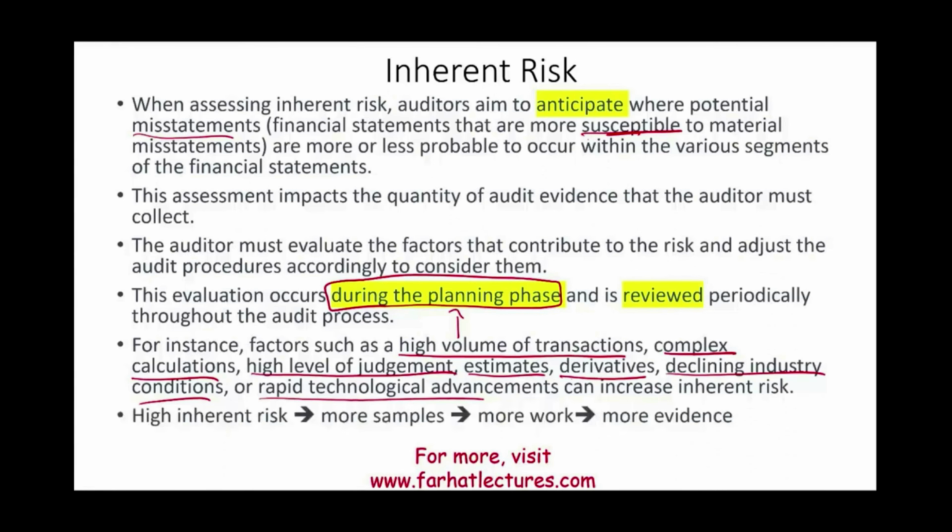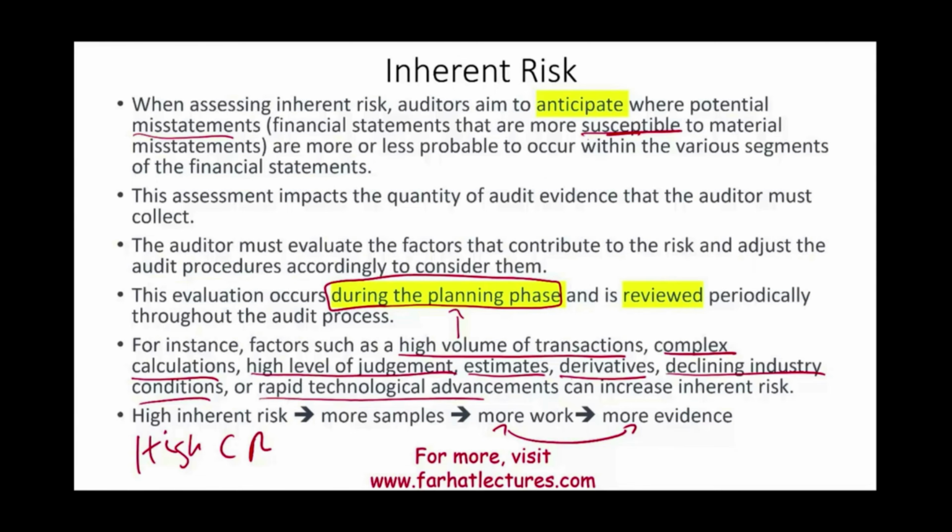Remember, how does that affect our work? If we have a high inherent risk, we're going to have to collect more samples. We're going to have to do more work. Samples mean more work. It means we have to collect more evidence. So connect those. High inherent risk, more samples, more work, more evidence. And remember high control risk. If we have a high control risk, we have to do more work because we cannot rely on their internal control. Therefore, we have to do more work, more evidence.